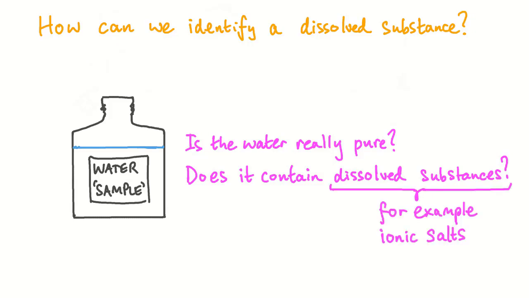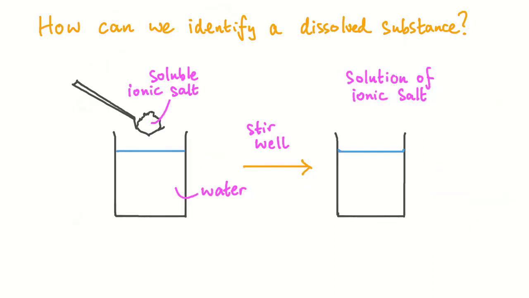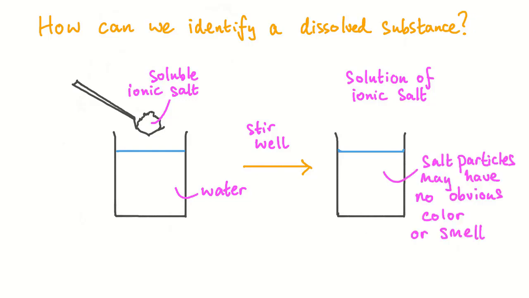Many substances dissolve in water. In this lesson, we will focus on substances called ionic salts. Many ionic salts dissolve easily in water to make solutions. Ionic salts that dissolve easily in water are therefore known as soluble salts. If we added a soluble ionic salt to water and stirred well, we'd expect to get a solution of the ionic salt. Once the ionic salt is dissolved, we would not be able to tell that the salt particles are in the solution. Very often, ionic salts have no obvious colour.